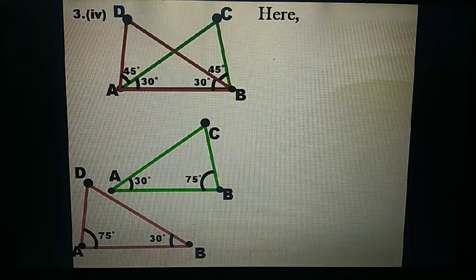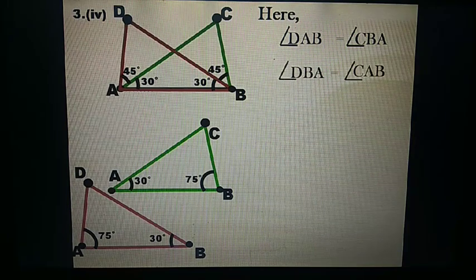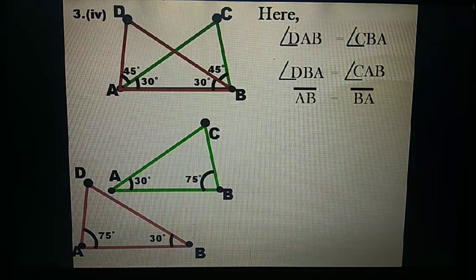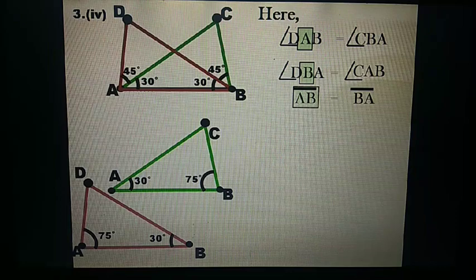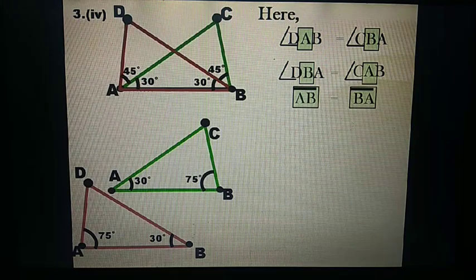So you will use three letters to represent the angles. First, angle DAB is equal to angle CBA. Next, angle DBA is equal to angle CAB. Now the included side in both cases is AB, which is common to both the triangles. Here you can see the angles on the left hand side are A and B, and the included side is AB. Similarly, it's B and A, and the included side is BA.